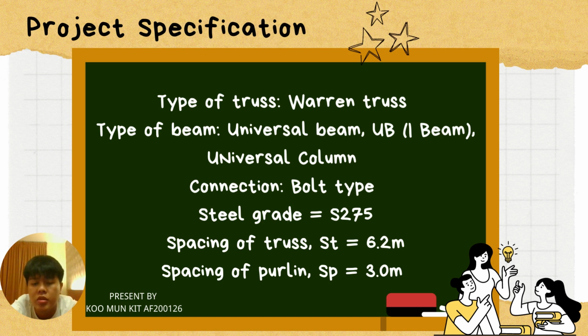Hi Doctor, my name is Kumun Kit, and now I will present the project specification. First of all, the type of truss we use is Warren truss, and the types of member we use in this design are universal beam and universal column. The connection type for the stadium is bolted, and the steel grade we use is S275. The spacing of truss is 6.2 meters and the spacing of purlin is 3 meters.